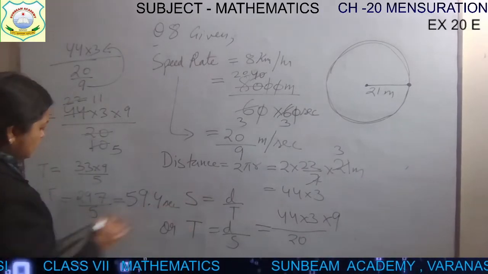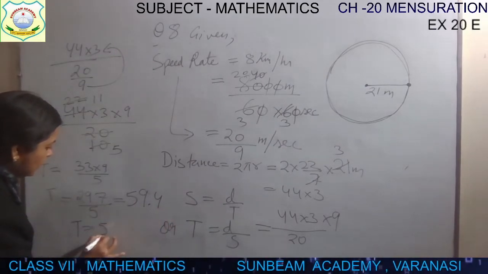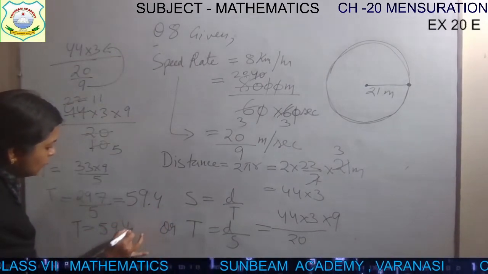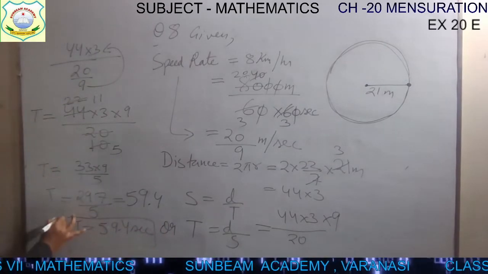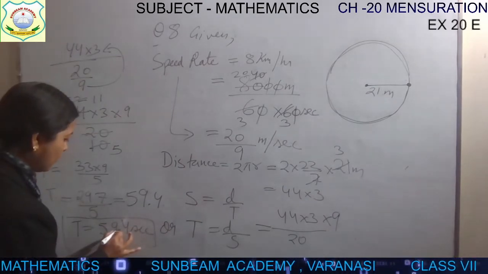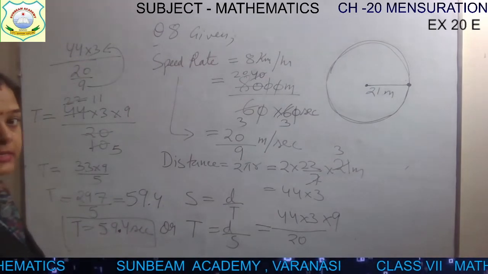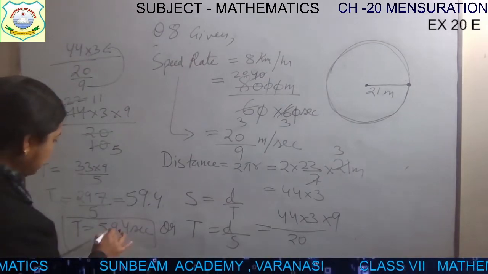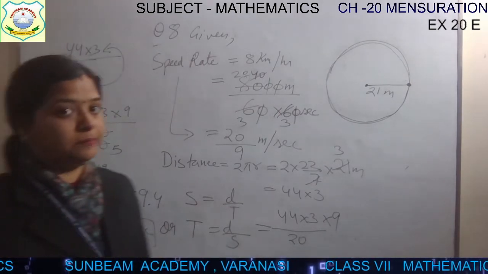This is the answer. Time is how much? 59.4 seconds. And you will write the statement. Time is what? 59.4 seconds. Okay, this is 9, children. So in this way we can complete such questions.